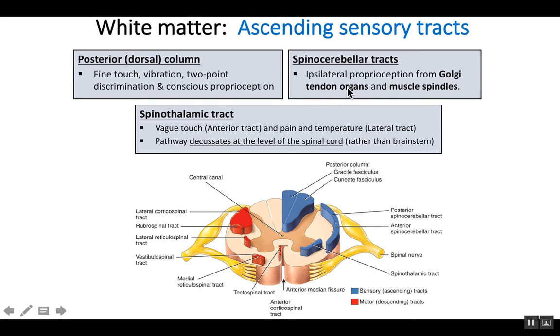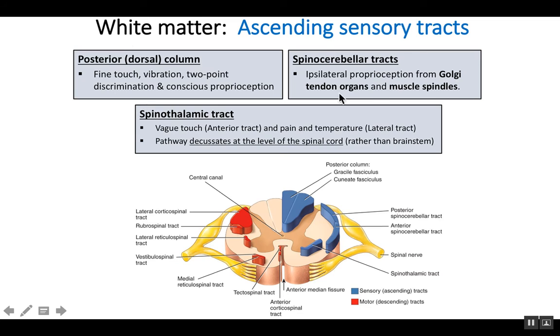That's pretty fancy. We probably won't even talk about those, but there are sensors in your tendons, and then there are sensors in your muscles called muscle spindles. And that tells us where our body position is unconsciously, but it helps us balance. Our cerebellum does a lot for us when we're trying to balance and position the body very precisely. This is an ipsilateral tract, so it doesn't cross over to the other side. It stays on the same side.